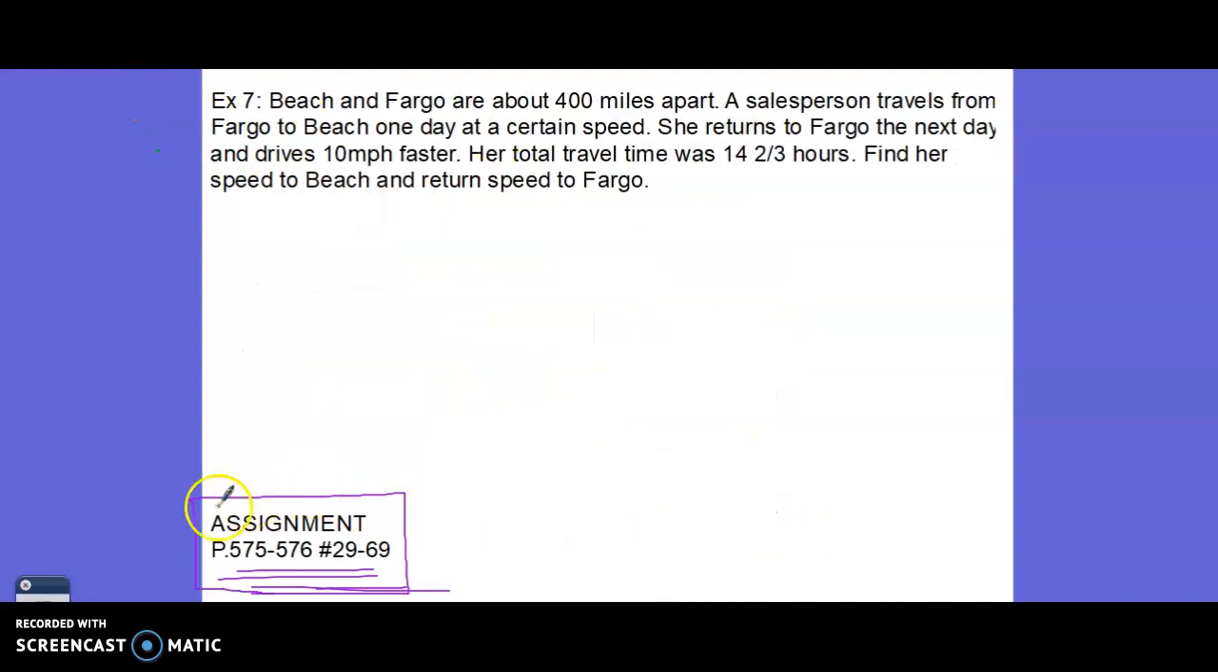And then the last problem, the last word problem before your assignment, is driving. We have two towns that are 400 miles apart. A salesperson travels from Fargo to Beach one day at a certain speed, returns to Fargo the next day, and drives 10 miles per hour faster. So it's really set up in a similar way.